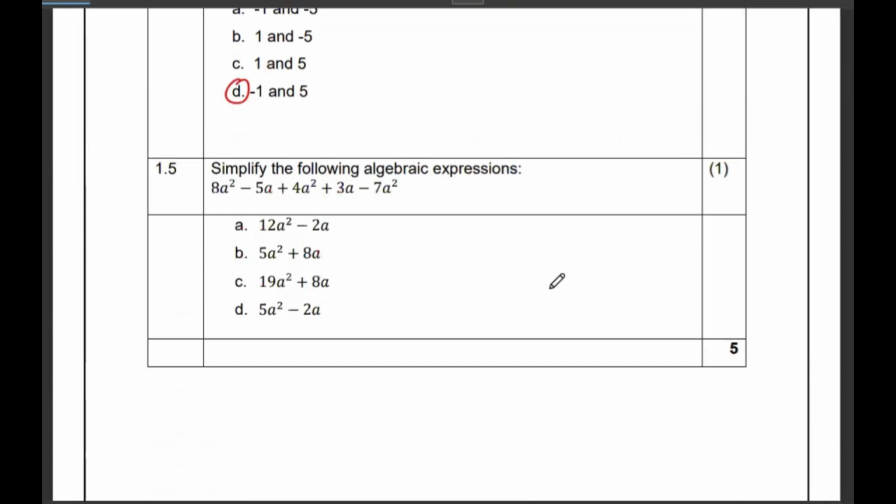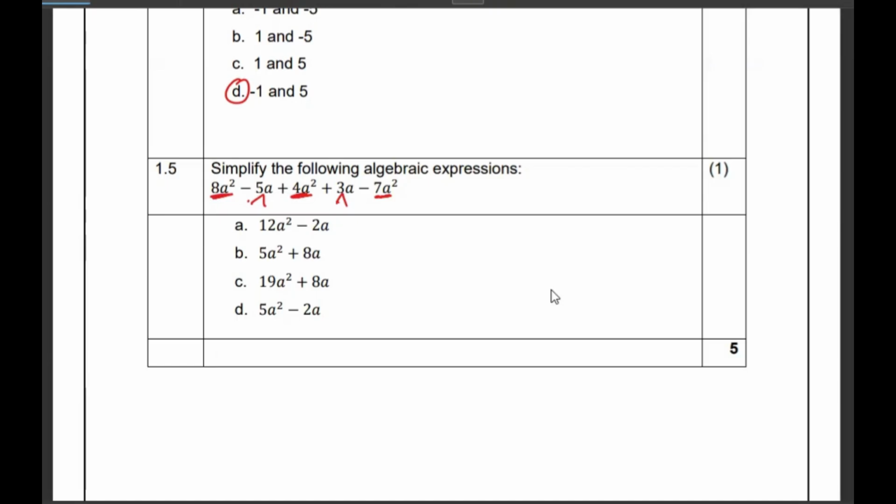And then 1.5, simplify the following algebraic expression. Okay, so with this, we need to collect the like terms, okay? And we know that like terms are basically expressions or terms that have the same letter and the same exponent. So this is a squared. So this must go with this because it also has a squared, must also go with the 8 since it's a squared. And then this 5 and the 3 must be moving together.